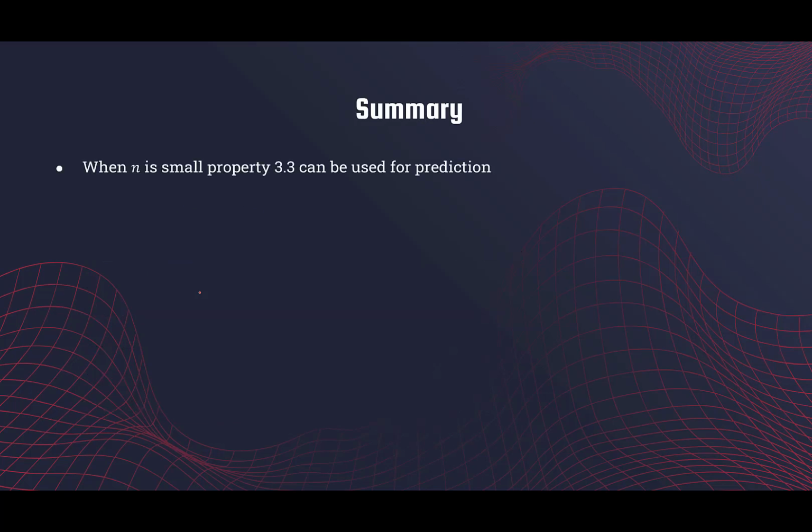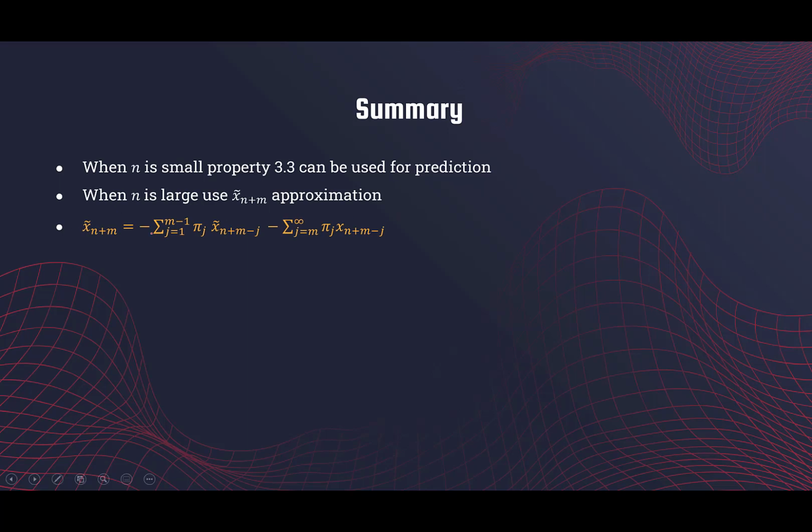So to summarize, when n is small, we can actually invert those equations and use property 3.3 for prediction. When n is large, inverting equations can be a problem. Therefore we use this x tilde n plus m as an approximation. The x tilde n plus m can be obtained using this equation. This is the equation we'll actually use to obtain the predictor.